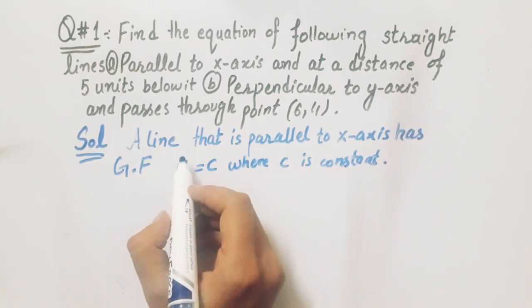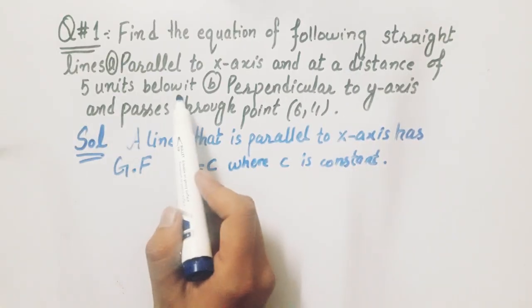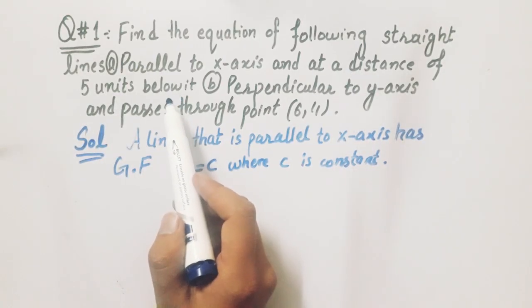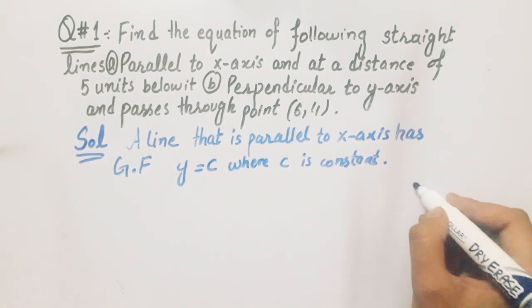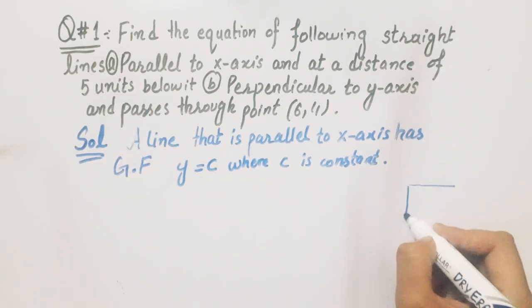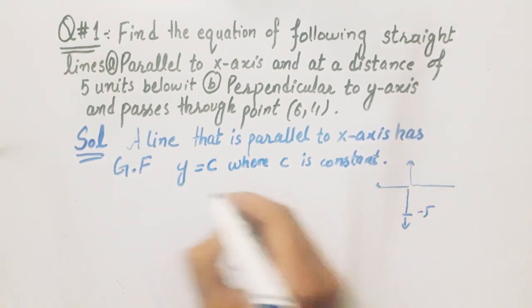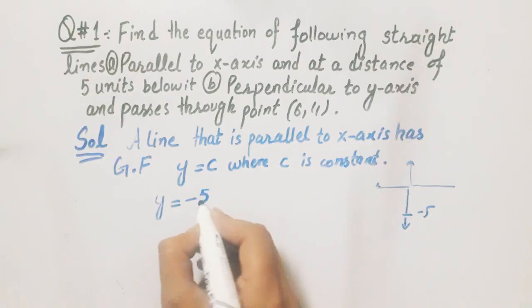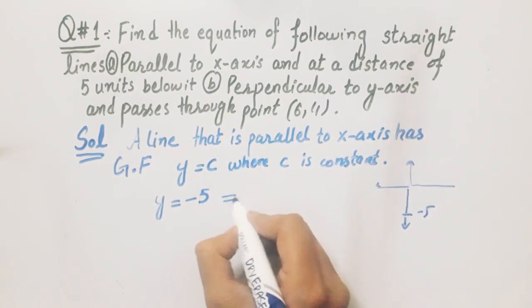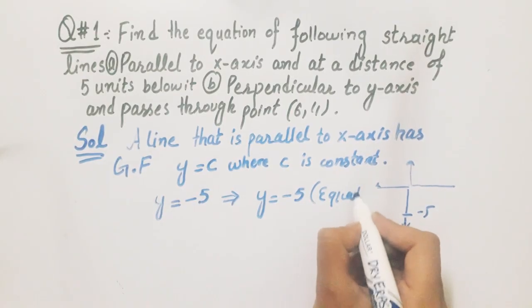Since in this problem it says parallel to the x-axis and at a distance of 5 units below it, it means that the line is 5 units below the x-axis. Below the x-axis means on the negative side of the y-axis, where the value of y is negative. So you will write y = -5. So the equation of the required line will be y = -5. This is the equation you have to find.